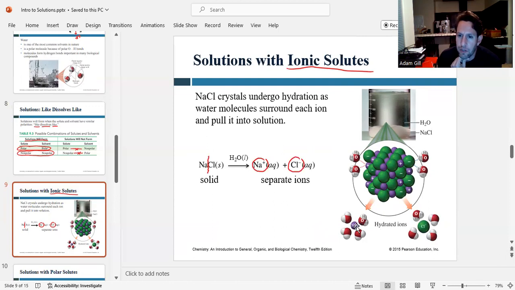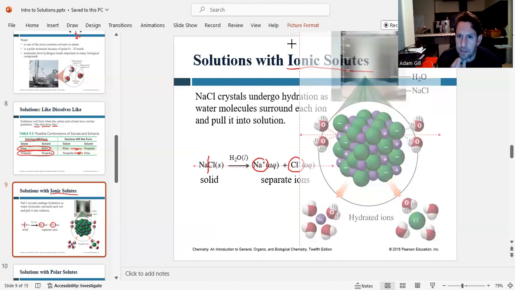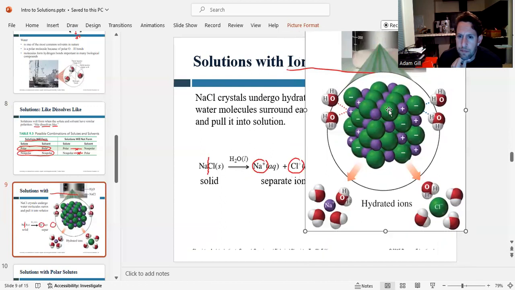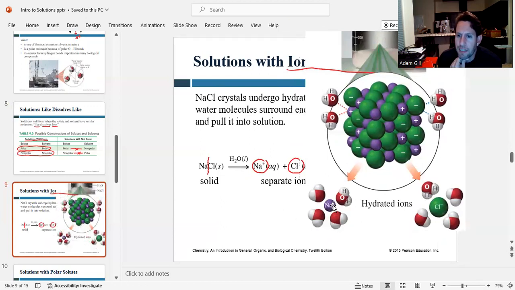And so if you look at the sodium ion here, I'm going to zoom this in so you can see it a little more closely. The sodium is positively charged. And so to stabilize that positive charge, the water will orient itself so that the partial negative of the oxygen is pointed towards the sodium. And so water molecules will form a hydration shell around the sodium and stabilize it through electronic interactions.